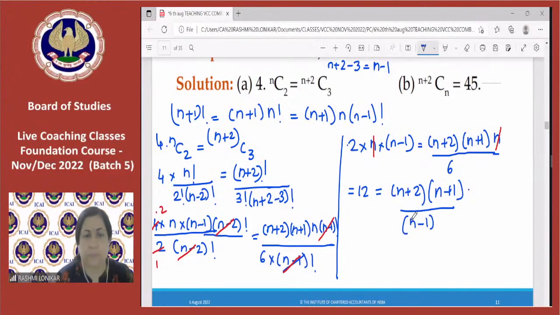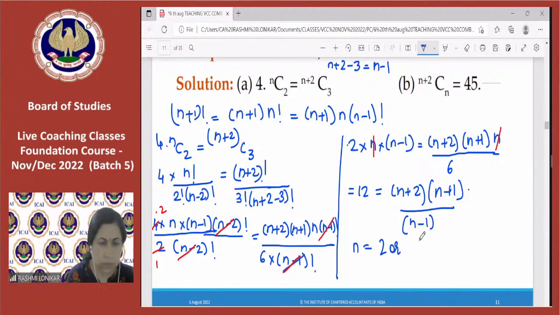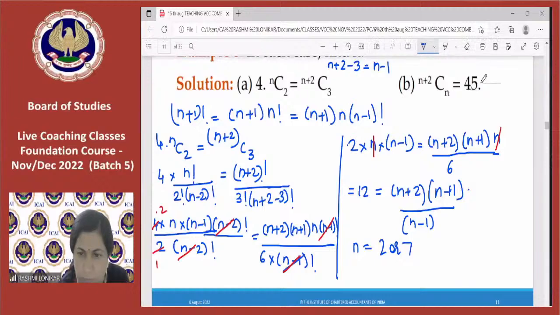Okay. So I have this. So when I simplify this, what will I get? I will get n's value to be equal to 2 or 7. Okay. I will just show you how we will be doing this.